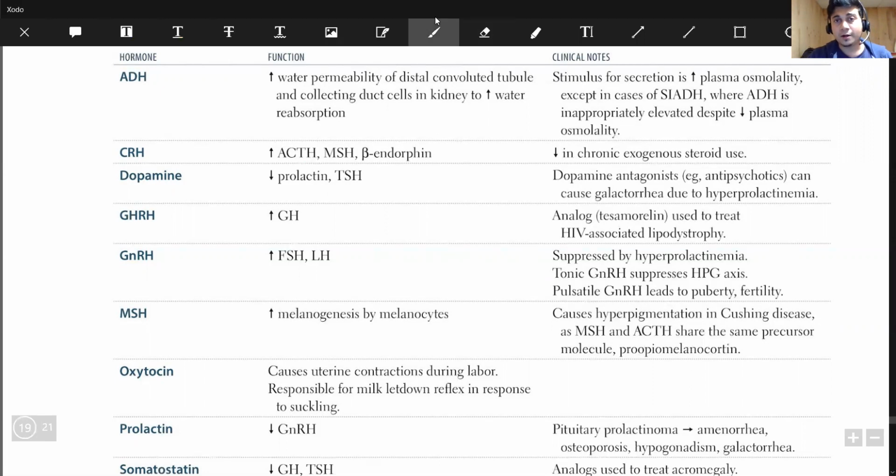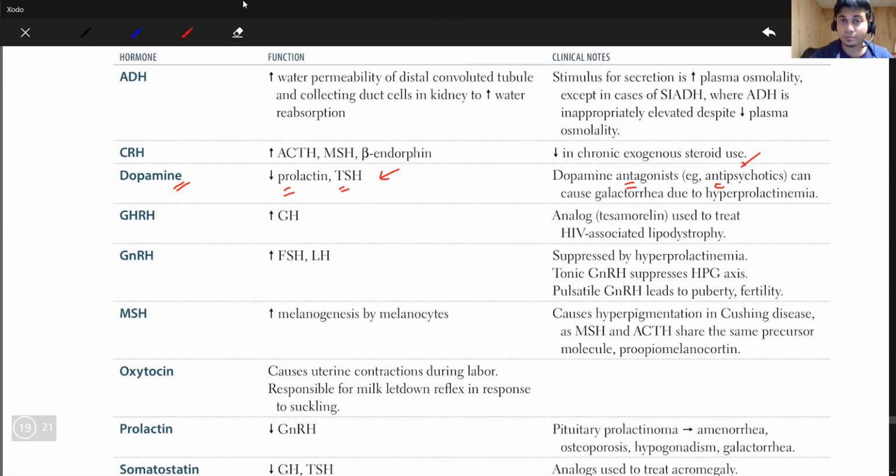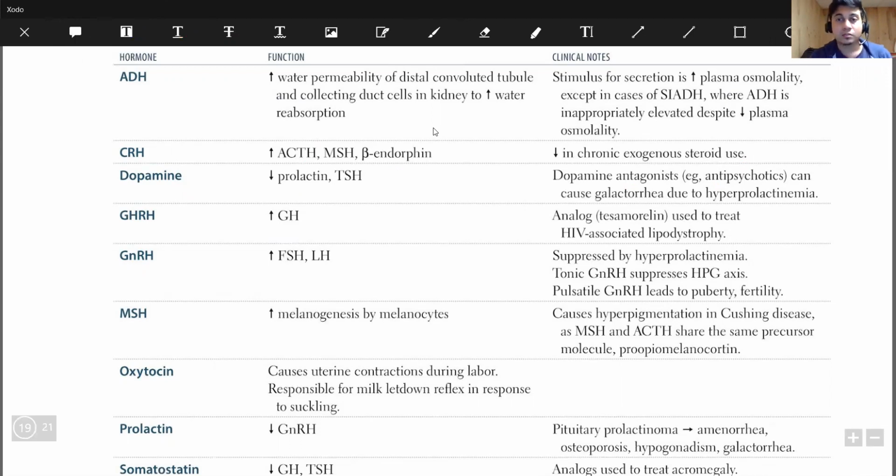Okay, now dopamine, from the hypothalamus, works to decrease the prolactin and decrease the TSH. There are some medications like antipsychotic or anti-dopaminergic medications. So what happens? These antipsychotic medications bring down the dopamine. Also, dopamine works in our movement by working on the basal ganglia. That's why when we use antipsychotic medication, there's a chance of movement difficulty, like Parkinson's disease we might get.